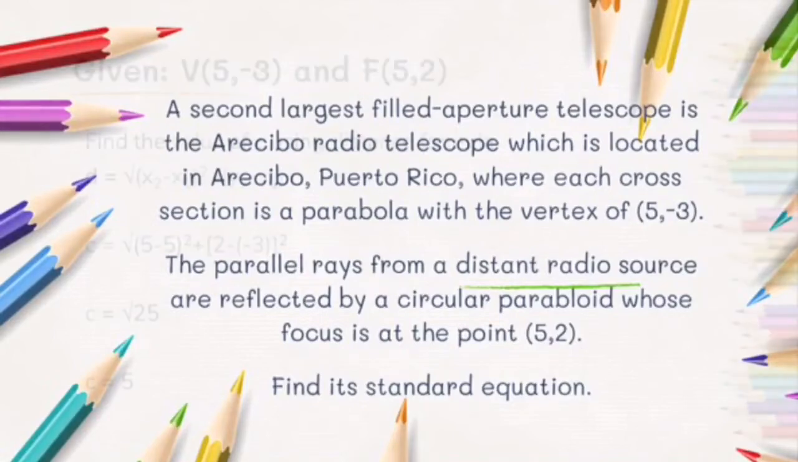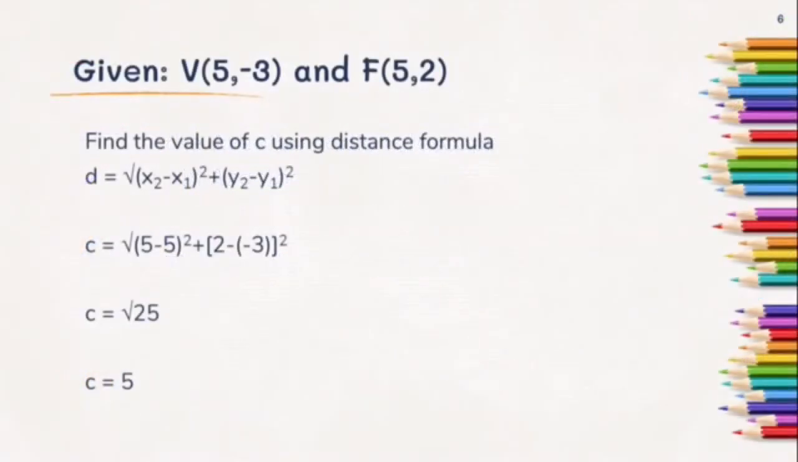So, given the vertex and the focus, we can determine the value of c using the distance formula. For x sub 1 and y sub 1, we use the vertex point, while x sub 2 and y sub 2 will be used for the focus. Now, we substitute, then simplify it. We got the answer, which is 5, so the value of c is 5.